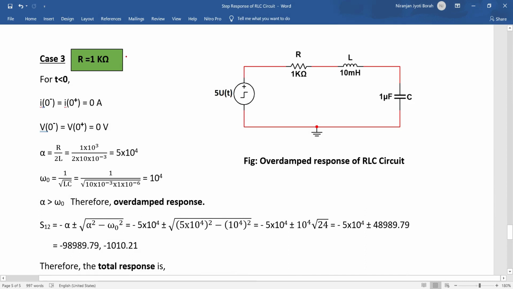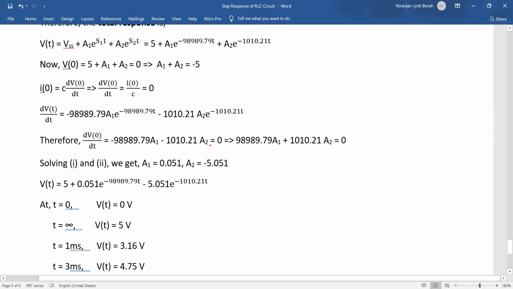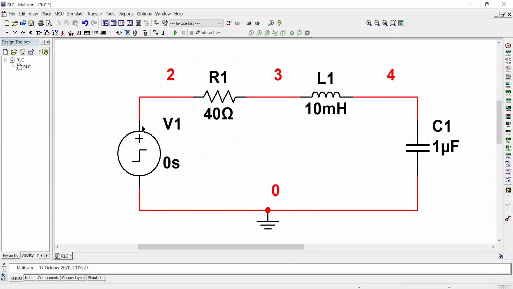When R is increased to 1 kilo ohm, an overdamped response is seen. Likewise, this is the response for the overdamped case. This is the Multisim software interface. Let's start our simulation with R equal to 40 ohm, which is our underdamped case.